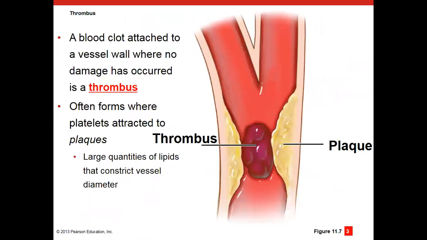A blood clot that attaches to the vessel wall where there's no damage is called a thrombus. Oftentimes that forms when platelets get attracted to a plaque. Remember, plaques can build up because of too much fat in your diet. Blood vessels can be occluded by fatty buildup on the inside of the blood vessel, and that makes it easier for a floating clot to get stuck.